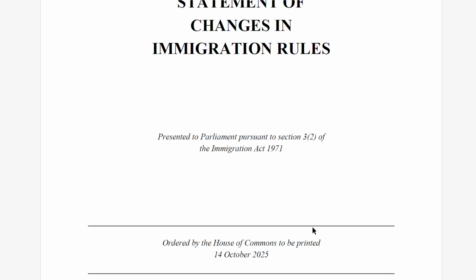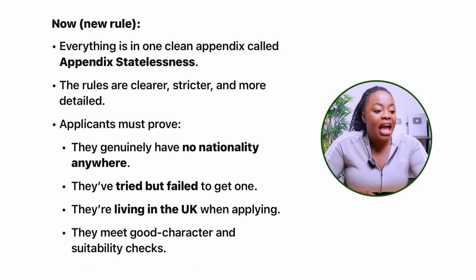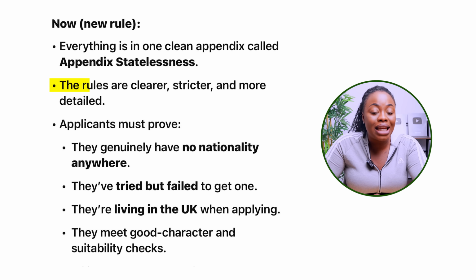And they also said that as to what family meant to those people, Part 14 did not clearly explain it so well. So now in the new rules, from this October, they have made some changes. They said, let me read, everything is now in one clean appendix called Appendix Statelessness. So it's no longer going to be under Part 14. Now it's called Appendix Statelessness. And now the rules are much clearer, much stricter, and more detailed.